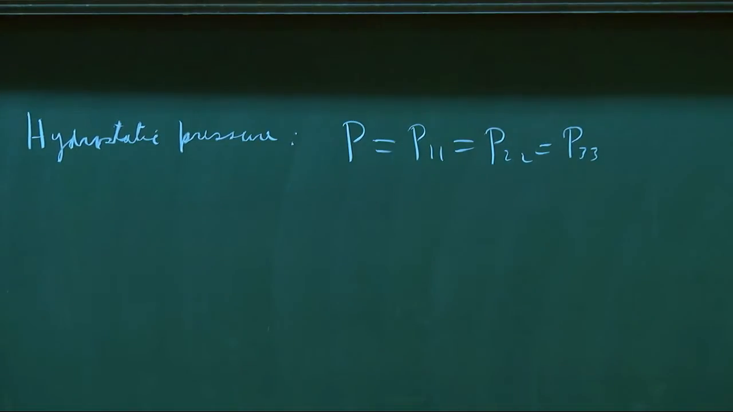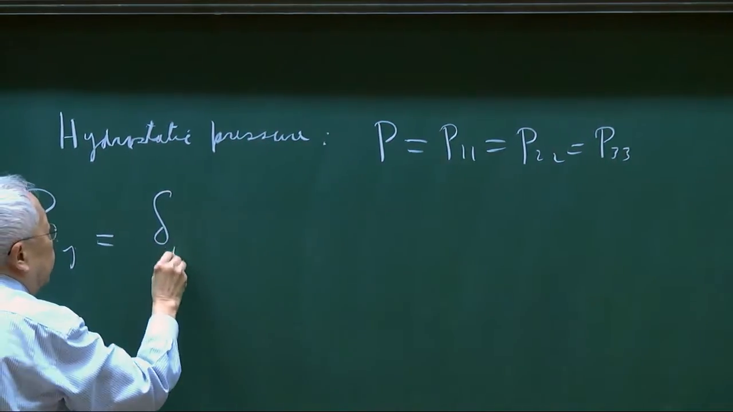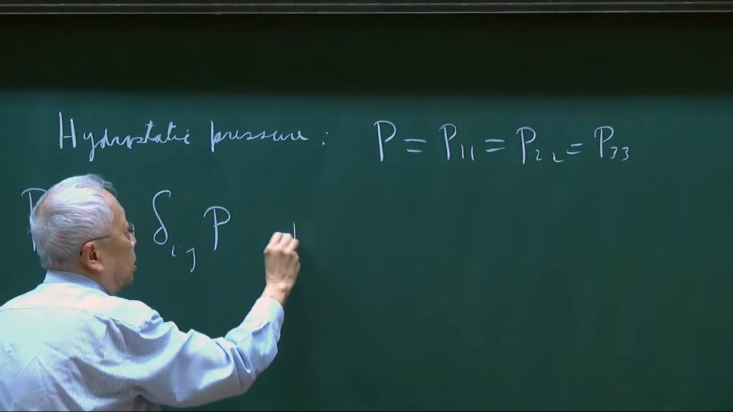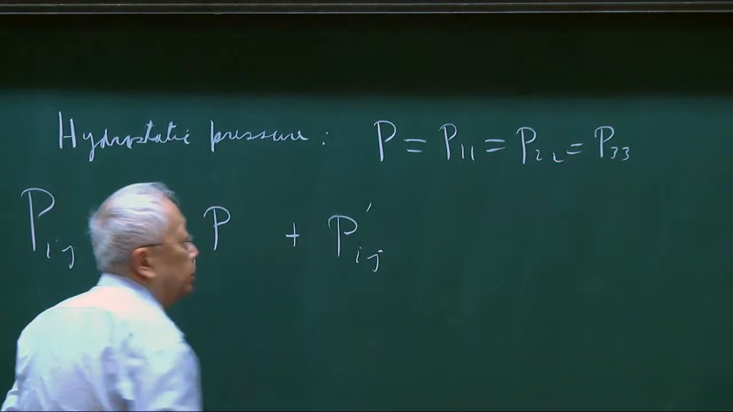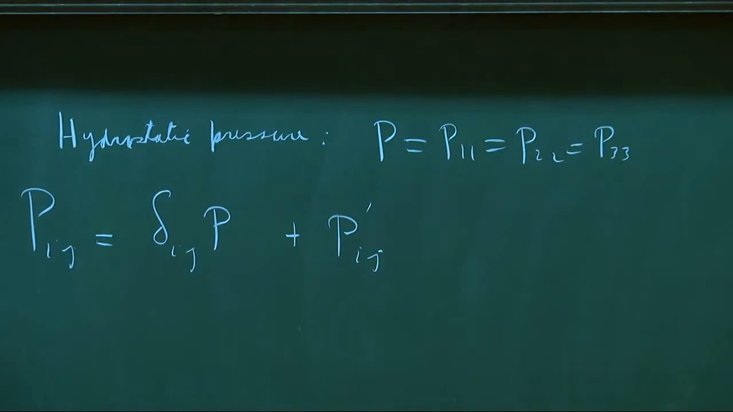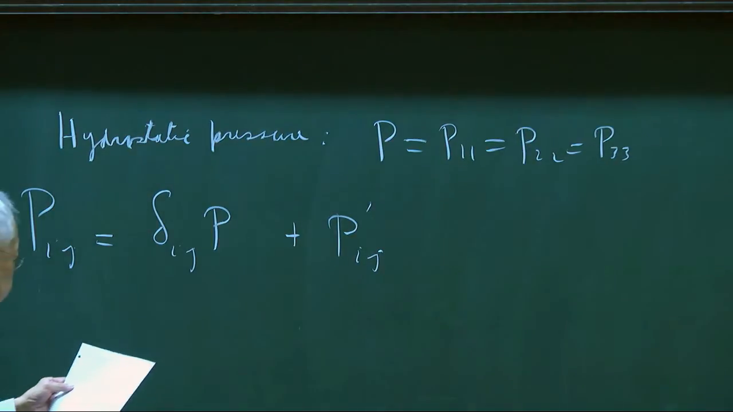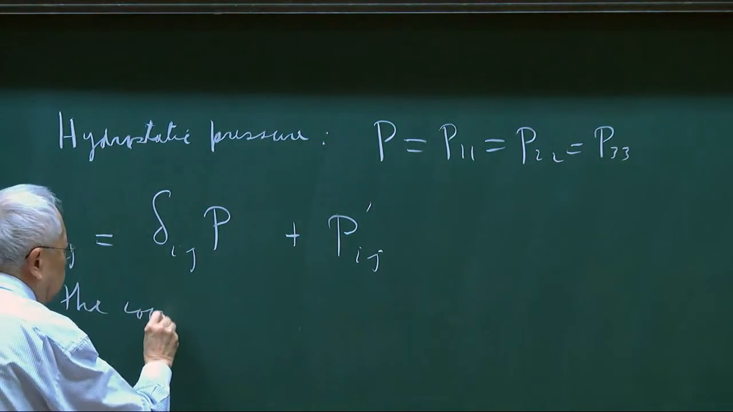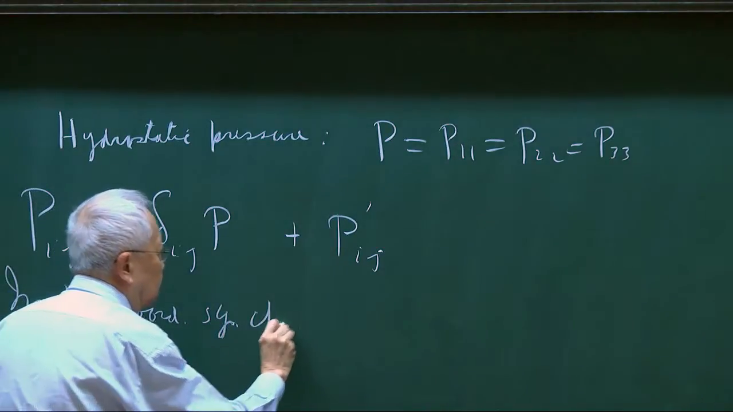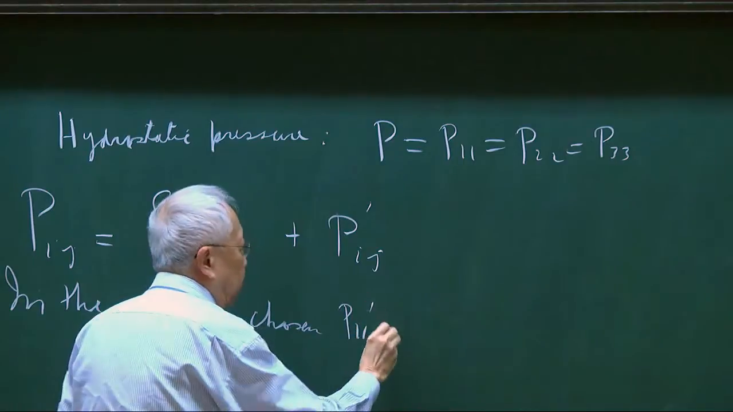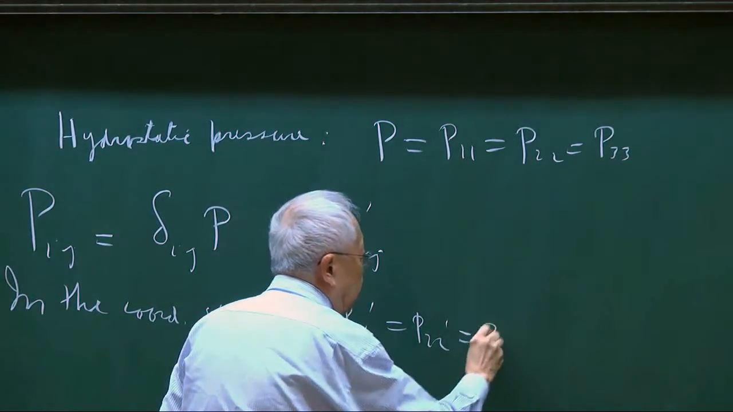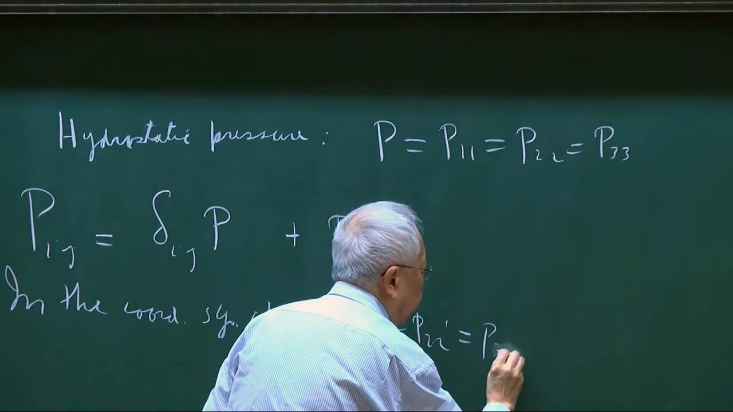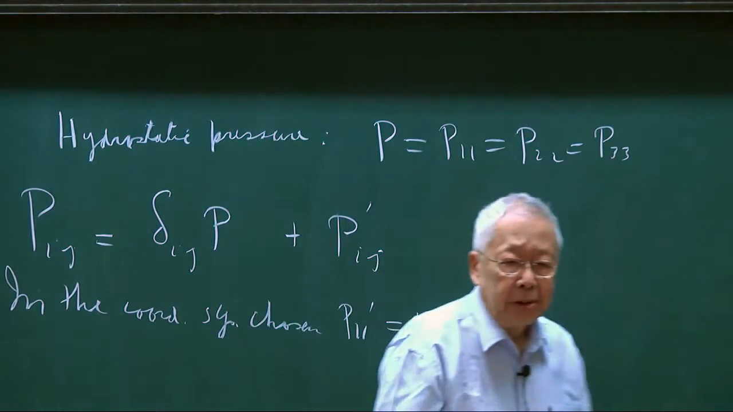What about the off-diagonal elements? So we'll write Pij will be equal to delta ij times P, that's this term, plus I'll call it P prime ij. P prime ij will then contain the information about the shear force. So the viscosity should enter in P prime. In the coordinate system chosen, P11 prime is equal to P22 prime is equal to P33 prime is equal to 0 by definition, because they all absorb into P.